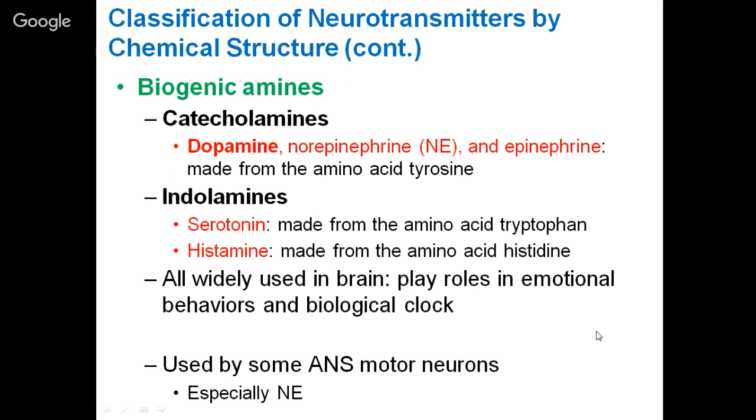The next category would be biogenic amines. That is where our catecholamines and indolamines come in.